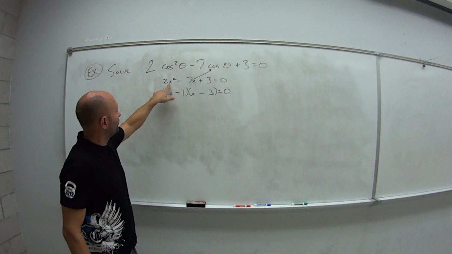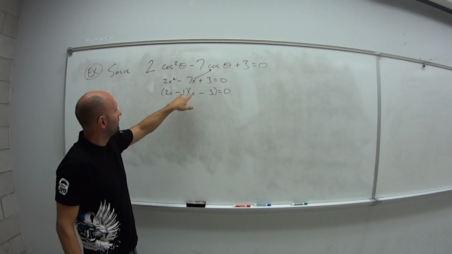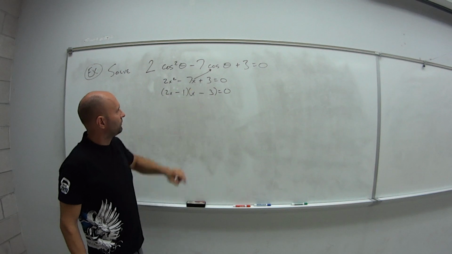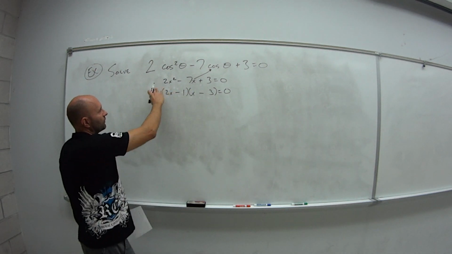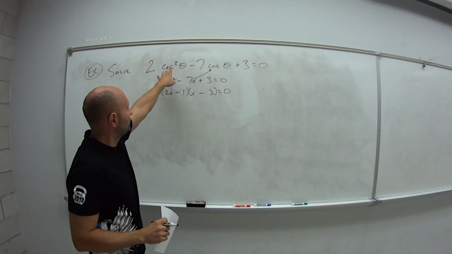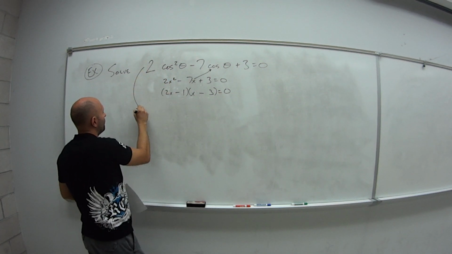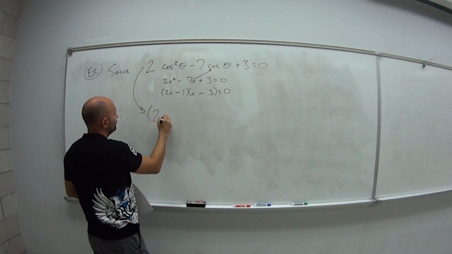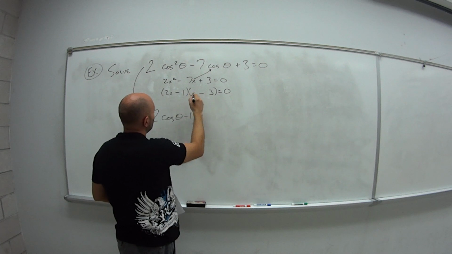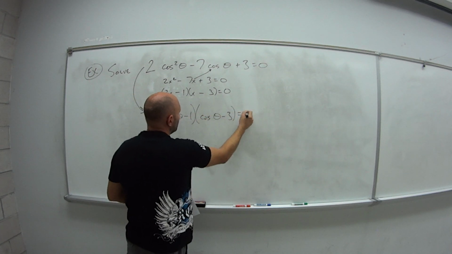2x times x is 2x squared. 2x times 3 is 6x, negative. Minus x is minus 7x. And negative 1 times negative 3 is positive 3. So that's what the quadratic would factor to. But again, because we have these trig functions, we got to put them back in. So this top one essentially would factor to 2 cosine of theta minus 1, cosine of theta minus 3 equals 0.